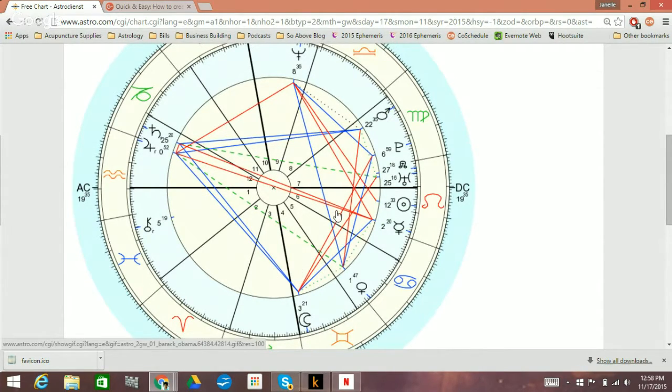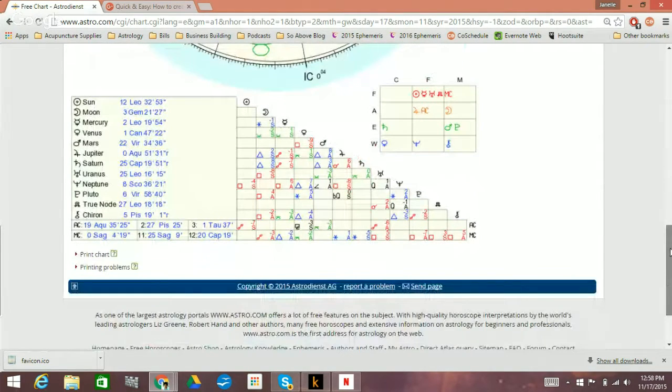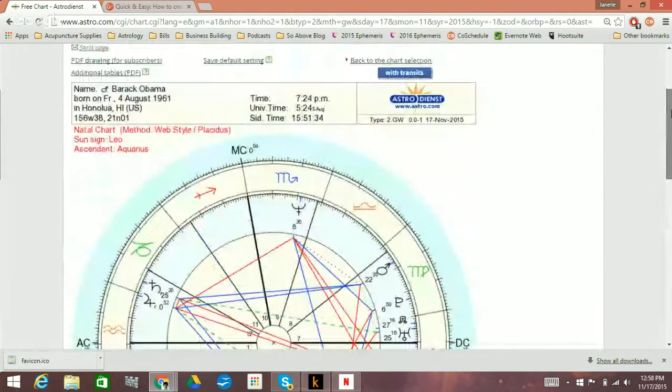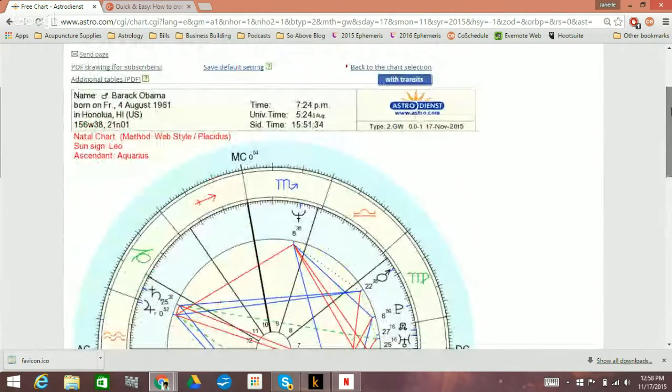So you can tell the red lines are more conflict, aggressive, hard, but powerful energy. They tend to really create good action and momentum. And the trines and the sextiles, or the blue lines over here, they tend to create more easy flowing aspects in the chart. All right, so one more thing that you can do with the natal chart, which is pretty cool, is to look at the transits.